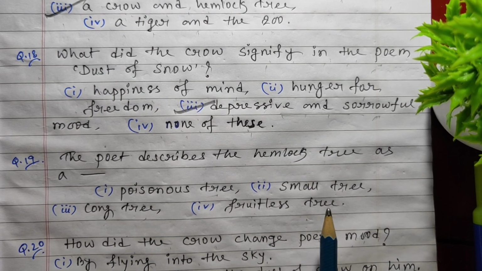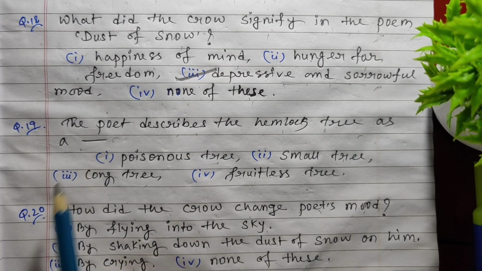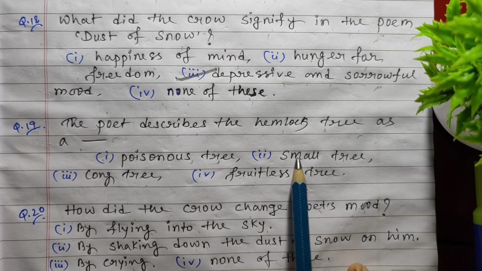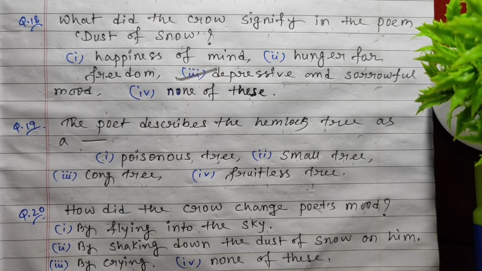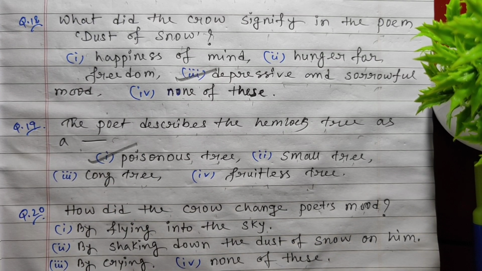Now number 19. How did the poet describe the hemlock tree? Number 1 as a poisonous tree, number 2 as a small tree, number 3 as a long tree, number 4 as a fruitless tree. And I think all of you know the answer. The answer is a poisonous tree, because hemlock tree is a poisonous tree.